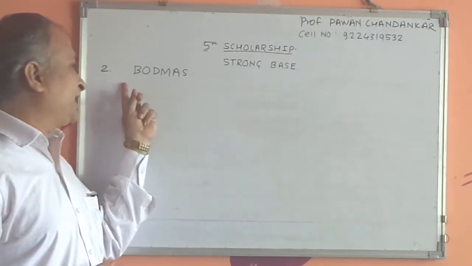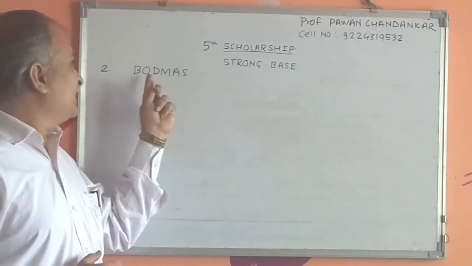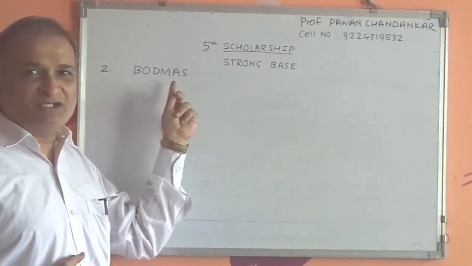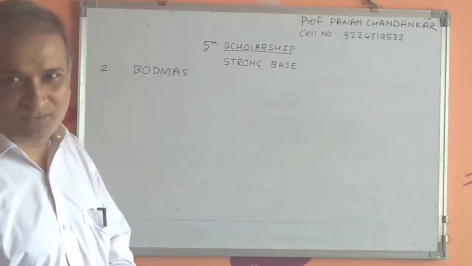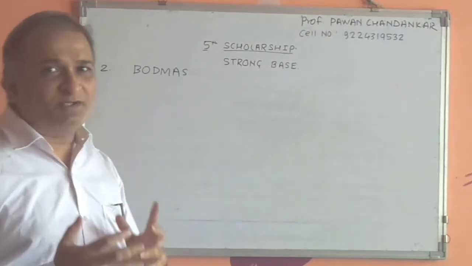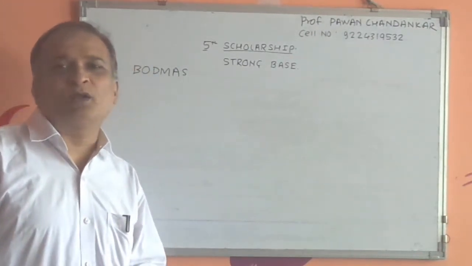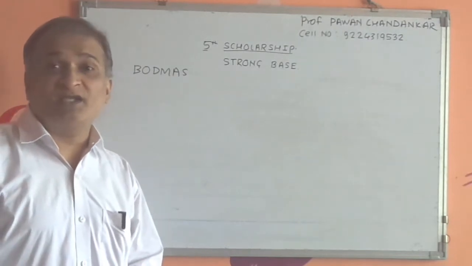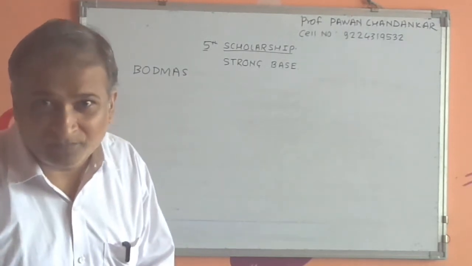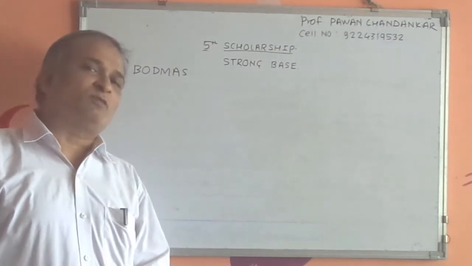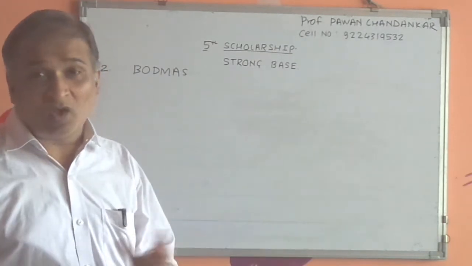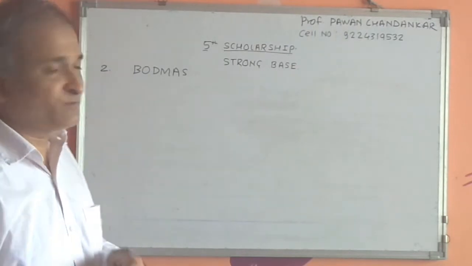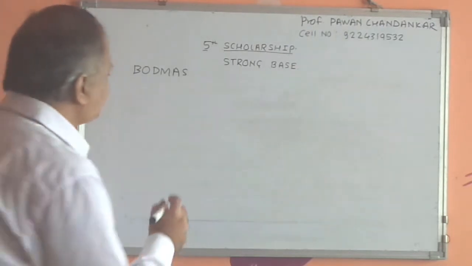B stands for bracket, O stands for of, D stands for division, M for multiplication, A for addition and S for subtraction. So kids, whenever 3 or more operations come simultaneously in a given problem, then we need to follow this BODMAS rule, which is really very, very important. If you fail to follow this BODMAS rule, our answer will be wrong. Now let's try to understand how this BODMAS works with one simple example.